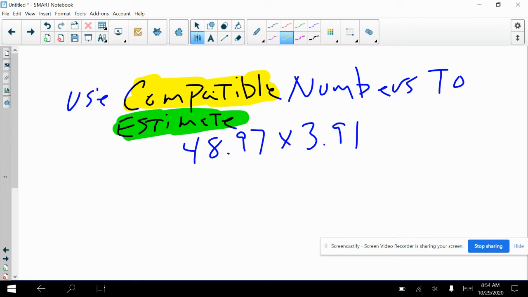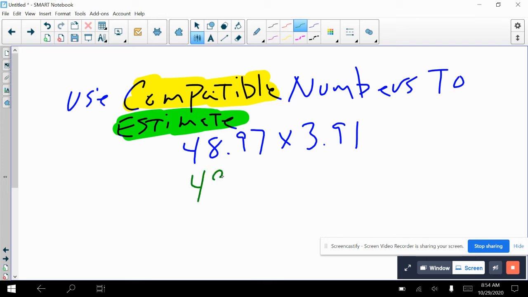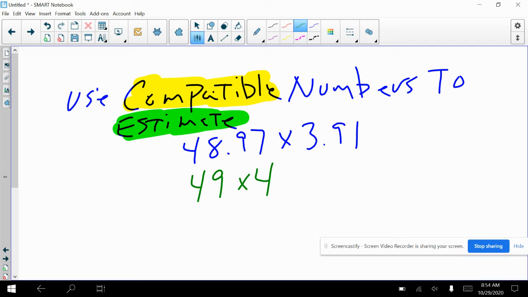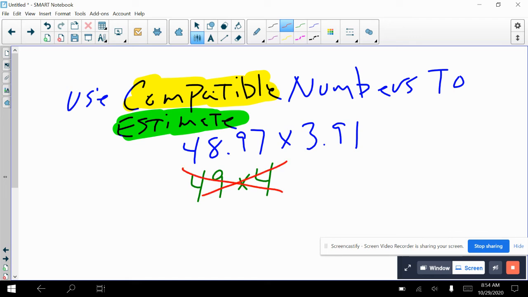Okay, so if we were correct, we'll get to that in one second. If we were still doing what we were doing, hopefully you're paying attention up on the board, we would get something that looks like this. That would be estimating or rounding to the nearest whole number. Is 49 times 4 easily computed in your head? No, it's not. Not at all. So again, you got to read the directions that are given for you.